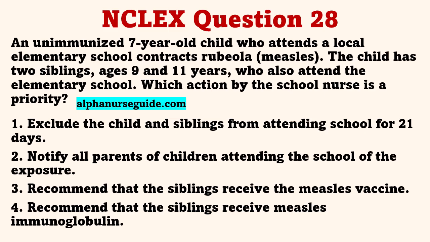Mumps, measles, and rubella vaccine administered within 72 hours of initial measles exposure and immunoglobulin administered within 6 days of exposure may provide some protection or modify the clinical course of the disease in unimmunized children. However, the priority is to prevent an epidemic by limiting exposure.